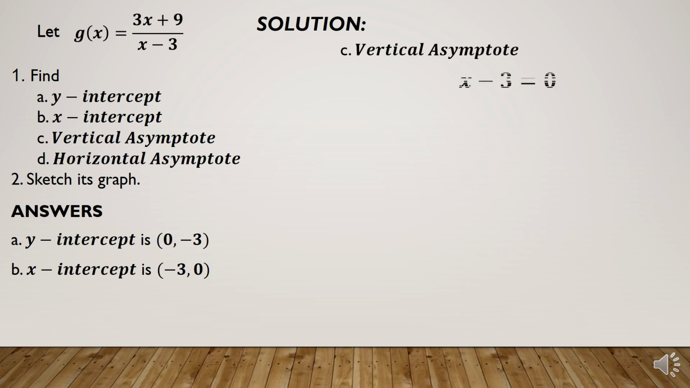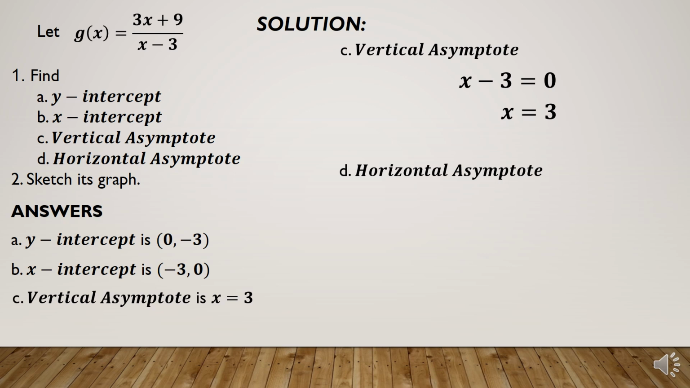The vertical asymptote. Since the denominator is x - 3, we will equate this to 0. Then x = 3. So this is now the equation of the vertical asymptote. So the vertical asymptote is x = 3. Then the horizontal asymptote. Since both numerator and denominator are first degree polynomial functions, then we will use y = a over c. Therefore, y = 3 over 1, and that is y = 3. Then the horizontal asymptote, or the equation of the line, is y = 3.